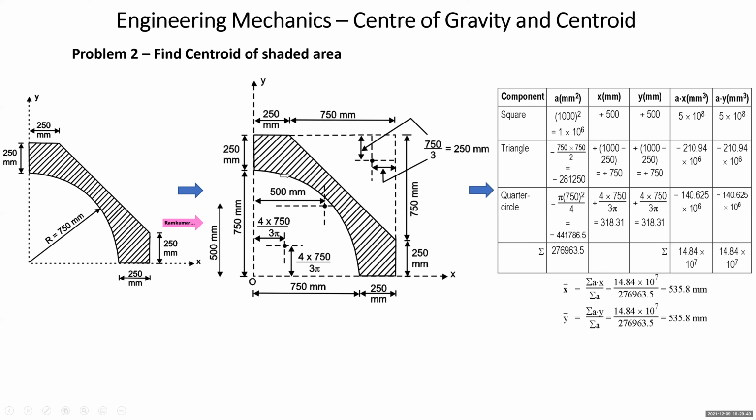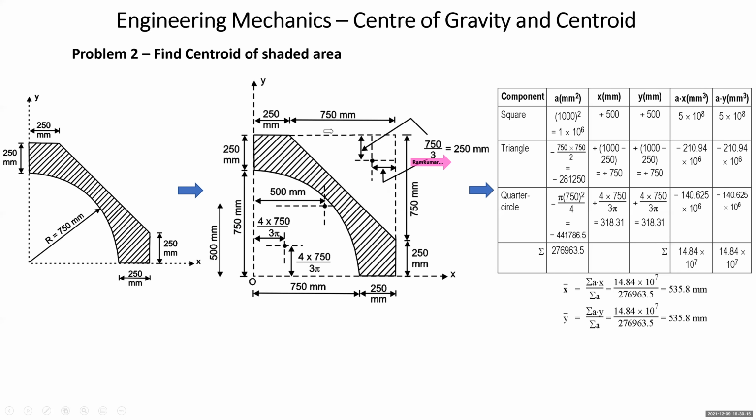Now, students, as far as this quarter circle is concerned, we already know through many problems that the centroid of the quarter circle lies at 4r upon 3 pi from the base. So from this base, it is 4r upon 3 pi, written here. With respect to this base, this is 4r upon 3 pi. Now you come to this triangle. For this triangle, with respect to this base, height is 750. So the centroid is 750 by 3, that comes out to be 250 mm. With respect to this other base, height is 750, then again 750 by 3, that comes out to be 250 mm.